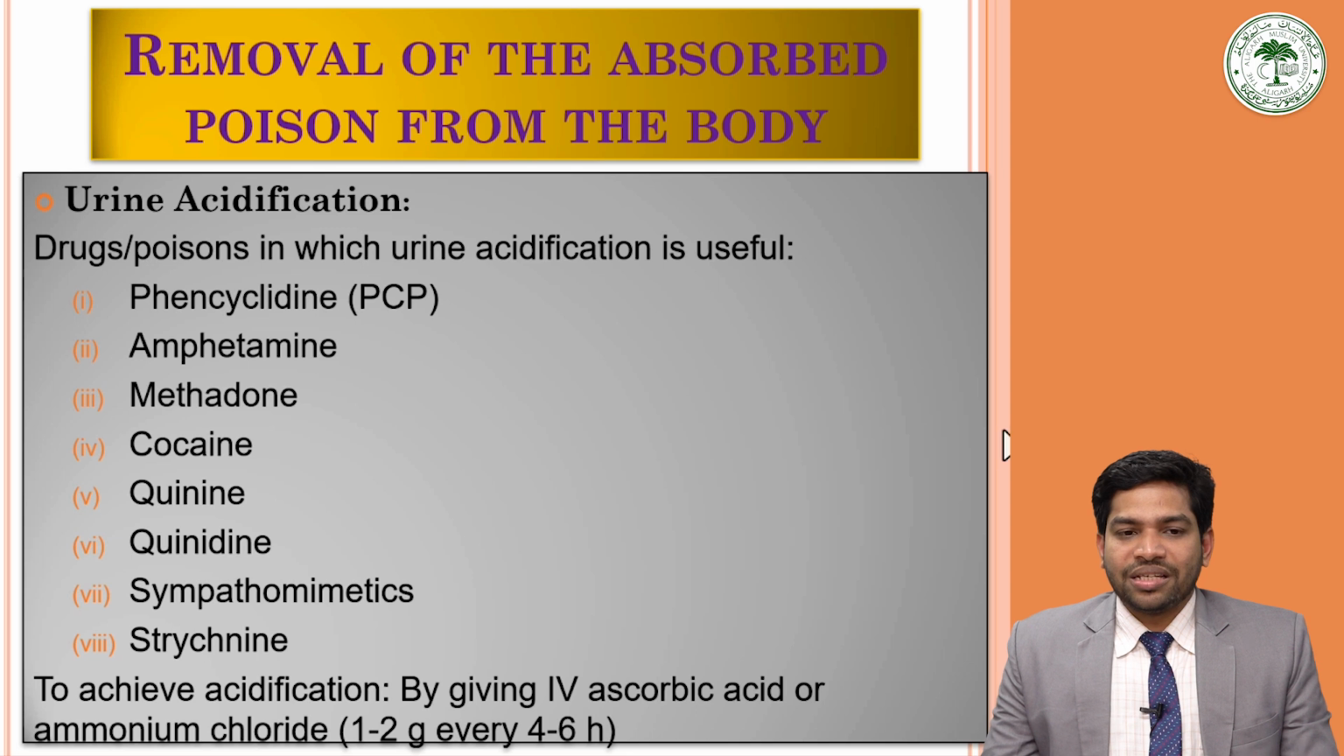Then on similar lines, urine acidification is done. The drugs for which urine acidification is useful include phencyclidine. As we already discussed, these drugs are basic in nature. So phencyclidine, amphetamine, methadone, cocaine, quinine, quinidine, sympathomimetics, strychnine, these are all drugs for which urine acidification is helpful. To achieve urine acidification, intravenous ascorbic acid or ammonium chloride is given in the dose of 1 to 2 grams every 4 to 6 hours.